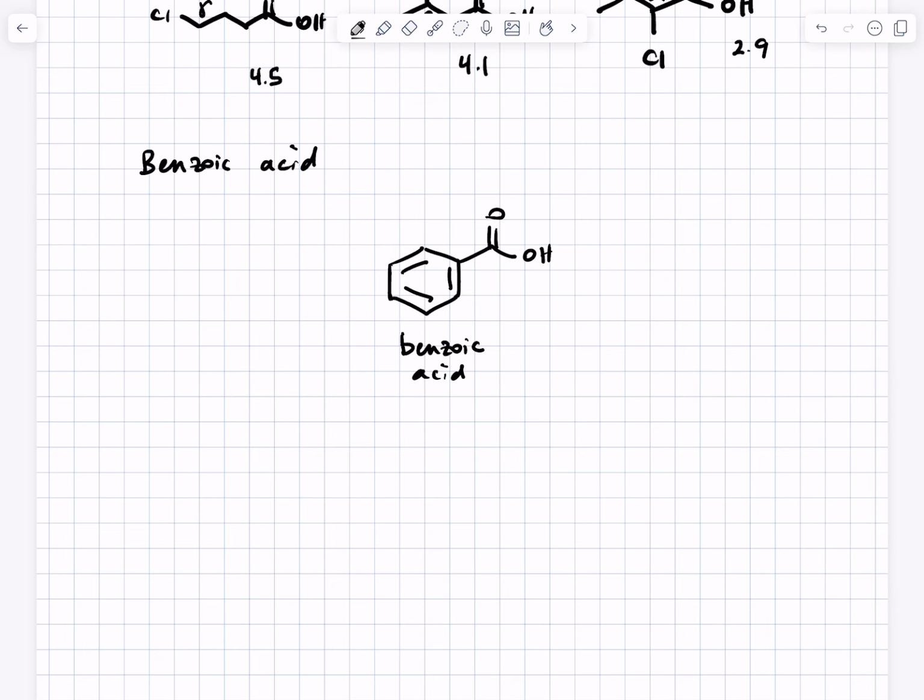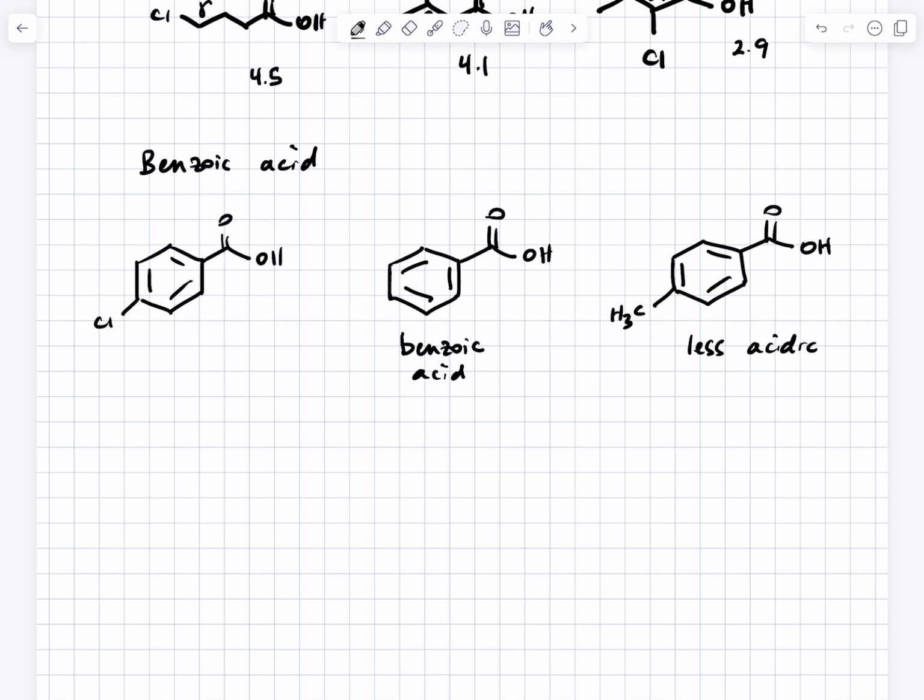For example, and we'll have more to say about some of these ideas later. I'm just going to touch on it briefly now. This is paramethyl benzoic acid. You don't need to know the name. This is actually going to be less acidic. And in contrast, parachlorobenzoic acid is going to be more acidic.